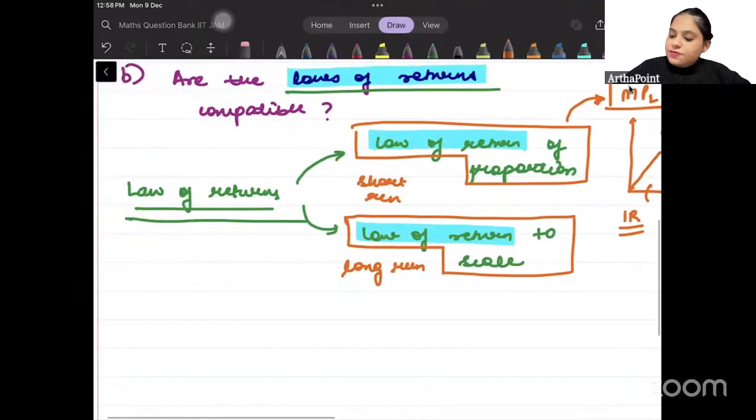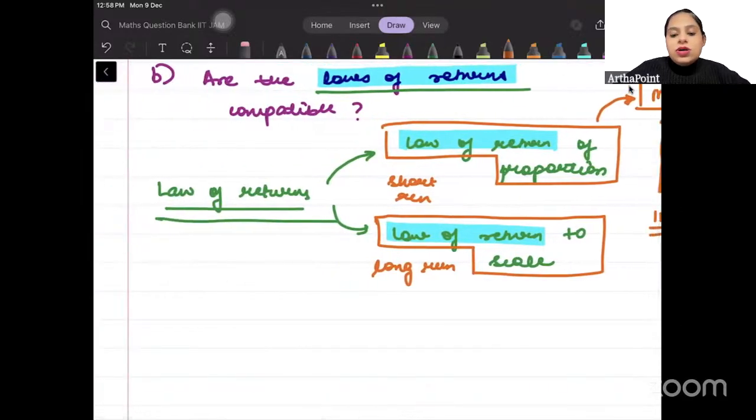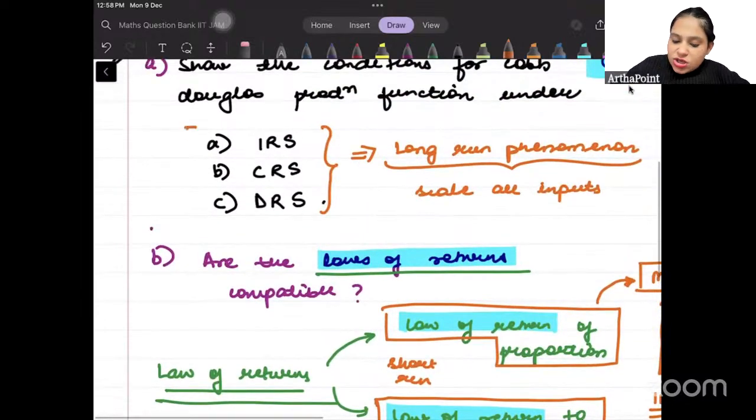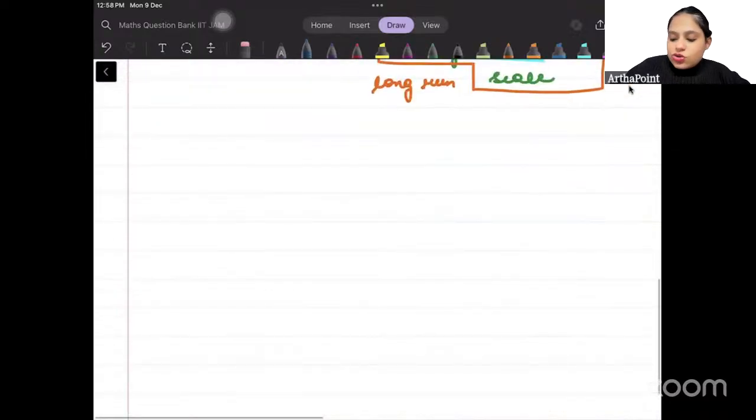Whereas when we talk about the long run returns to scale, this is when you are able to scale both the inputs. Here, it just tells you the relationship between input and output. That's it. It is just telling you the relationship between input and output, which we are anyways checking here through this. So now let's try to take this question ahead.